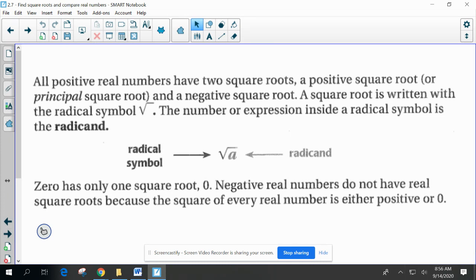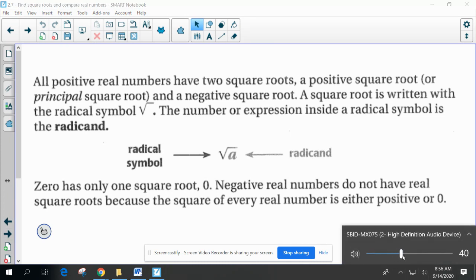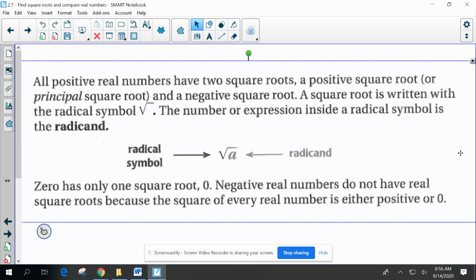They have two square roots. They have a positive square root and they have a negative square root. But when you type it into your calculator, you are only going to get the positive answer. All your calculator is going to give you is the positive square root, but technically there is a positive and a negative answer.